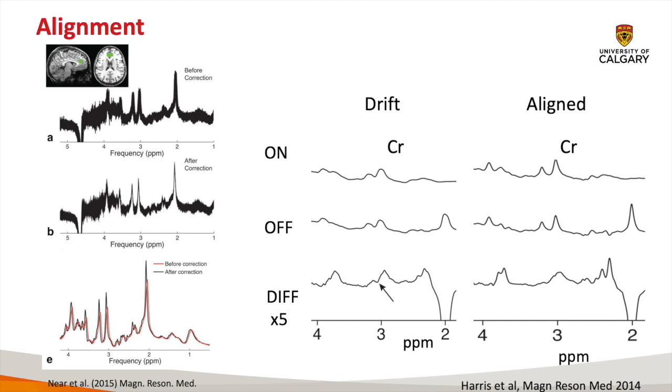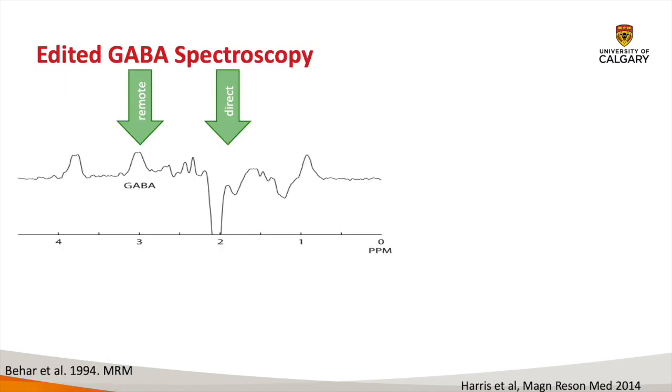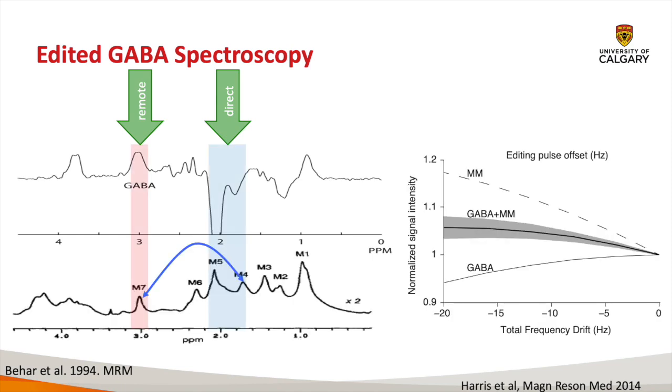So we can correct for frequency drift over the course of the experiment, but what we can't retrospectively correct for is changes in the editing efficiency. So I'm coming back to the spectrum that's representing the GABA peaks. When you think of drift, you can think of the editing pulse moving across the experiment. So here we see our 1.9 ppm editing pulse.